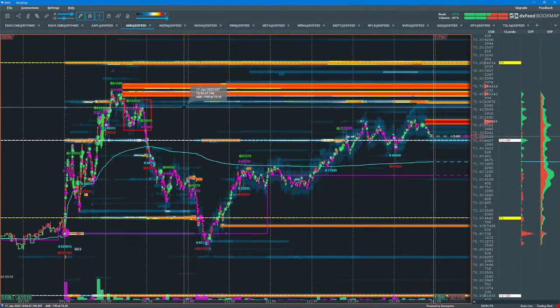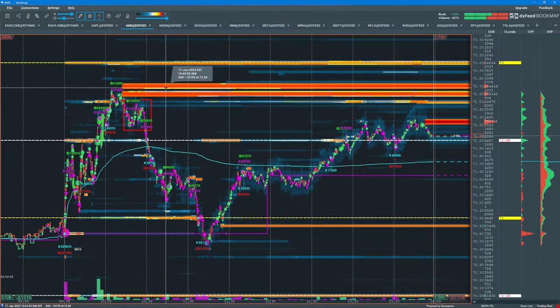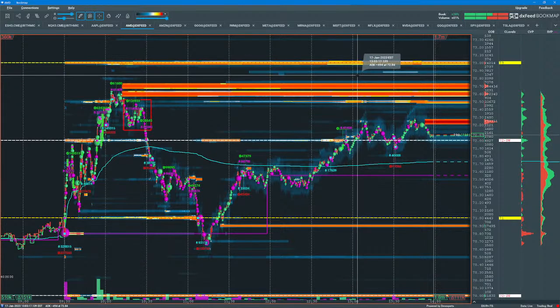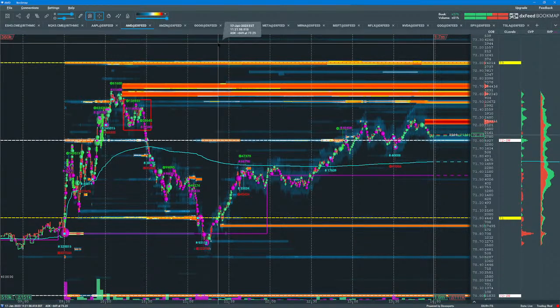There's the reversal lower, all this sell liquidity coming in, sell limit orders, lower high. Not a lot of range today. This is certainly not a great setup.